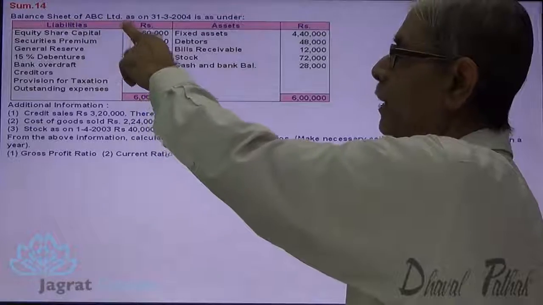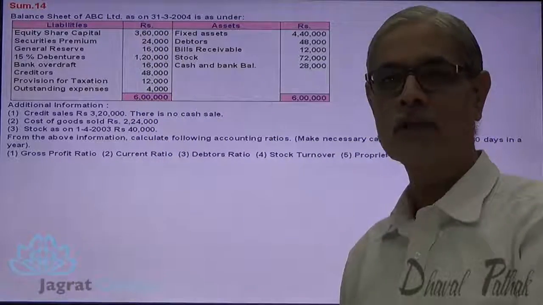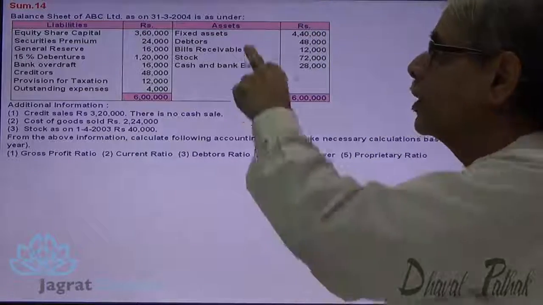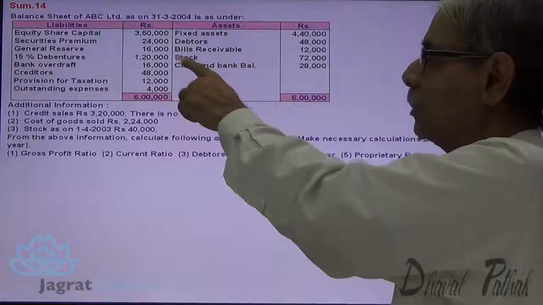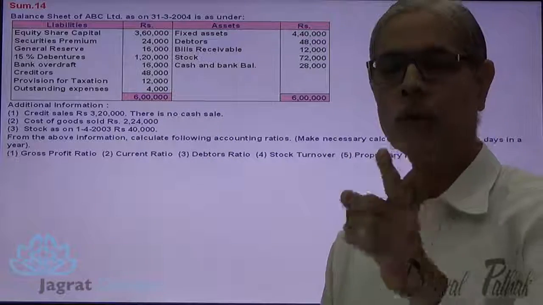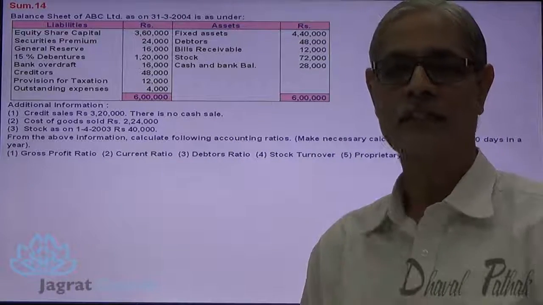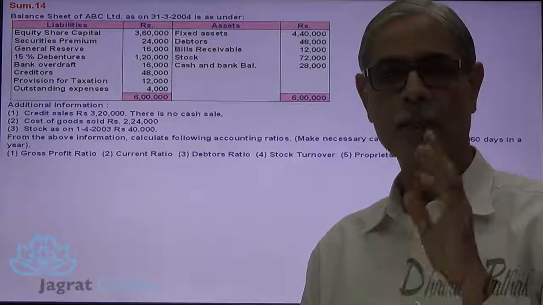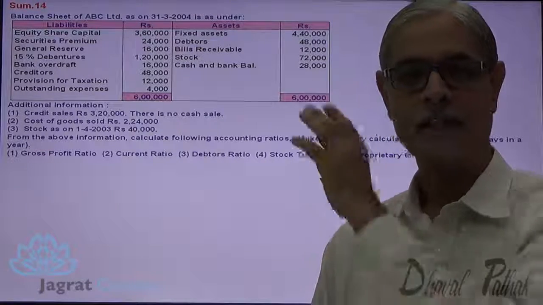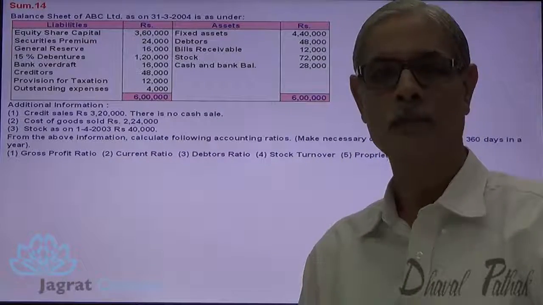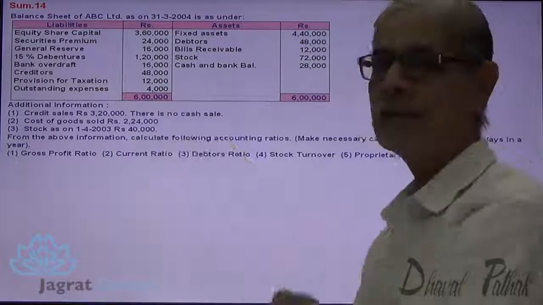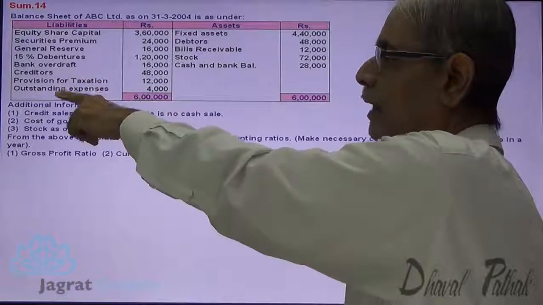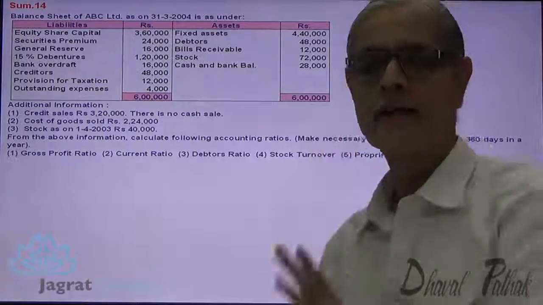Balance sheet of ABC Limited as on 31st of March 2004 is as under. On the asset side, observe fixed assets, debtors, bills receivable, stock, cash and bank balance. Notice that you are not given any fictitious asset, like share discount, debenture discount, preliminary expenses not written off, etc. That's an important point to be observed by you. Liabilities are share capital, security premium, general reserve, debentures, overdraft, creditors, tax provision, outstanding expenses.